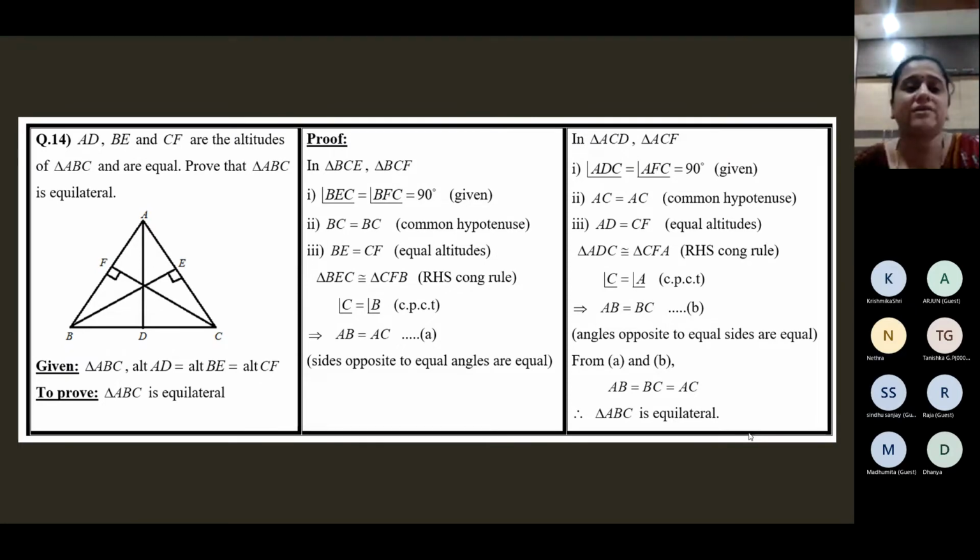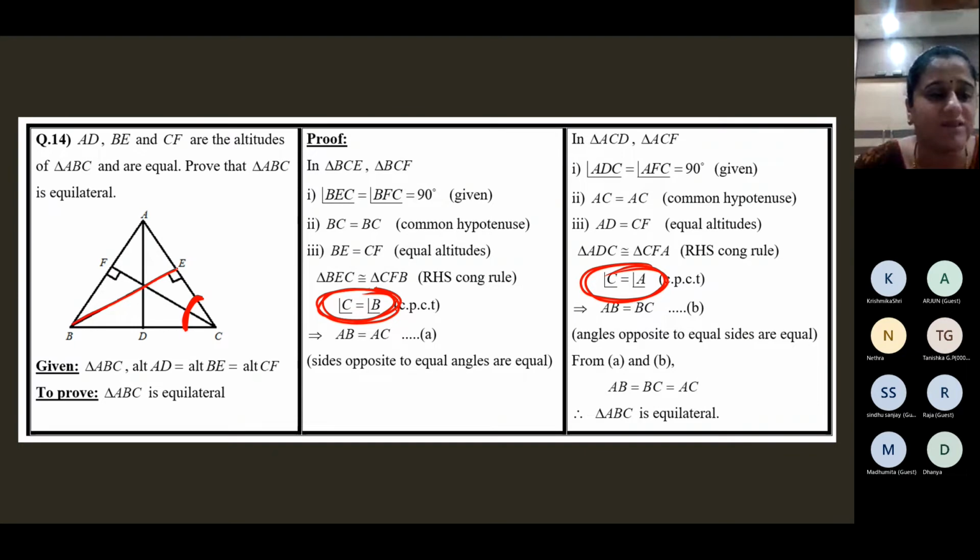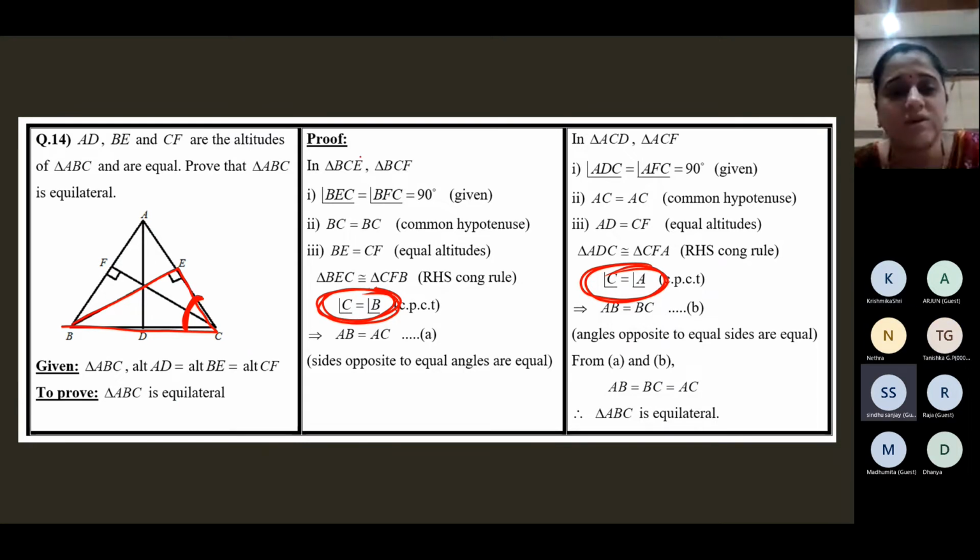Okay, so that's the main idea: how do you choose a triangle? So what have I done? I have taken C is equal to B and C is equal to A. If I have to prove that angle C is equal to angle B, where is my angle C? Here is angle C. So which triangle should I take up? I should take up triangle BC. Yes or no? Yes, ma'am. That's why I've taken triangle BC.